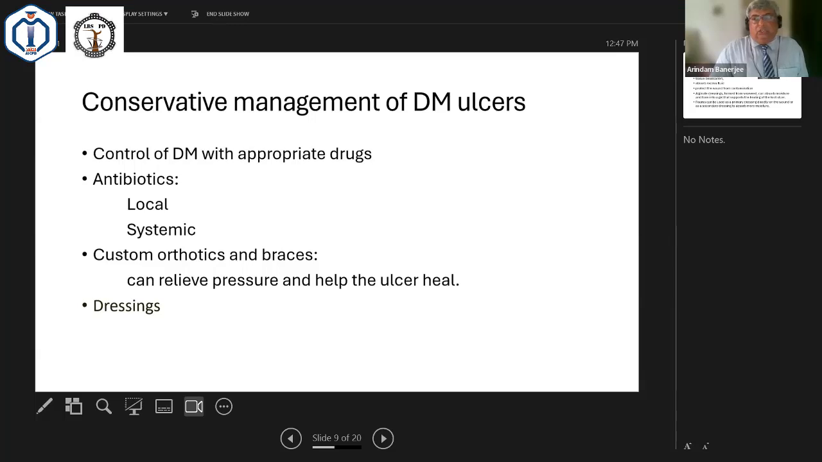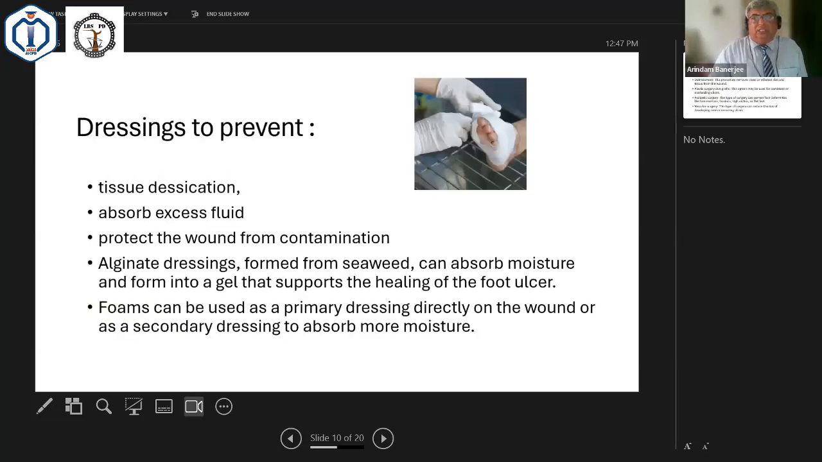In addition, the idea of offloading these ulcer points with custom-made orthotics, braces, these can relieve pressure and help the ulcer heal. And of course, there are dressings. Now, why are dressings done? Well, they're very important in diabetes, and the dressings are to prevent tissue desiccation, by which I mean tissue drying. And again, it has to absorb the excess fluid. So it should not be too dry.